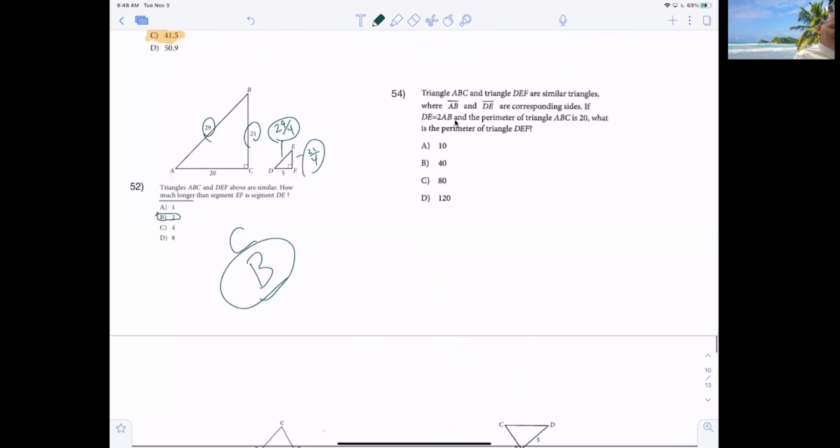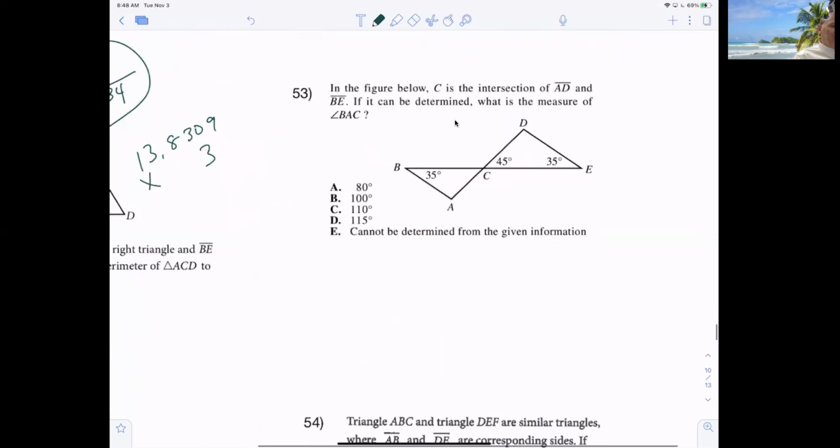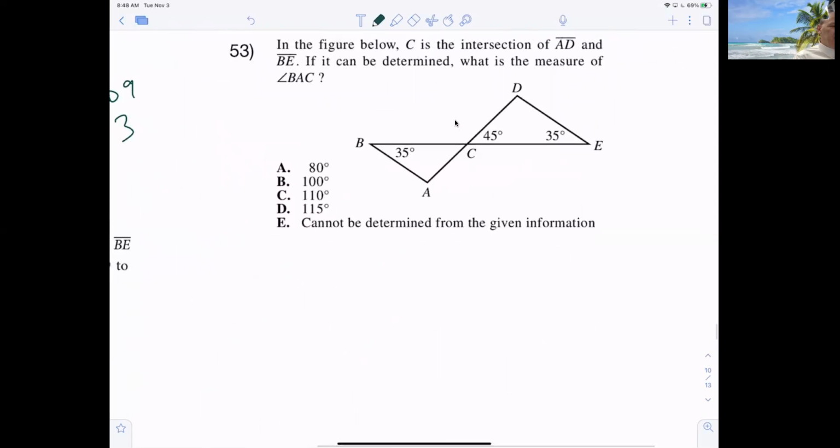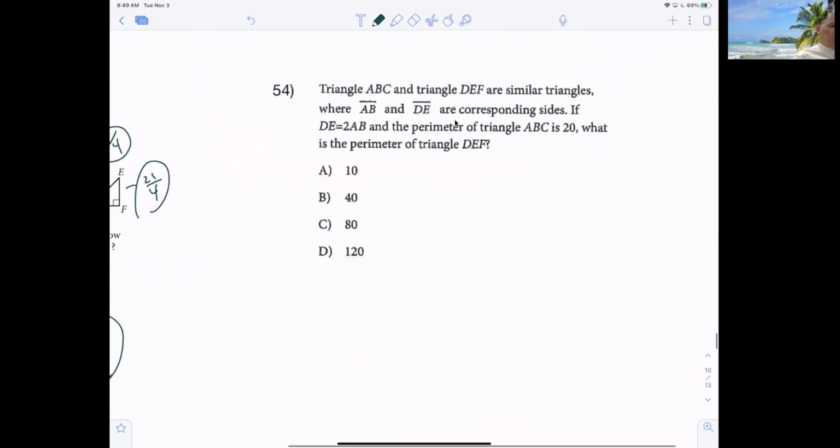Thank you, Sam. I know the feeling. Trust me. All right, here we go. 53. That one should be easy, right? Just like your grade. 53 is B. All right, 54.